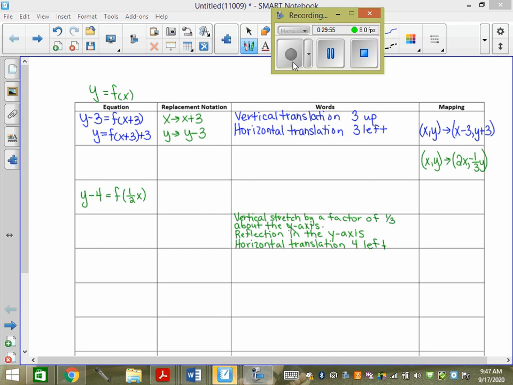The next one I gave you mapping, so if it was my choice, I would do words first, because mapping and words are the same. So I have two stretches and a reflection, right? So I have to do my stretches first. So I have a vertical stretch by a factor of a third. Because if this is a 2 and this is a third, my words are going to have 2 and a third in them, right? Words and mapping, same numbers. About the x-axis.